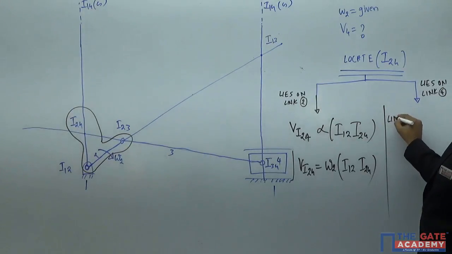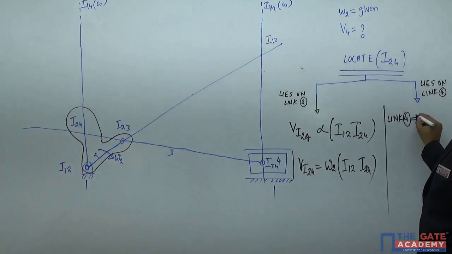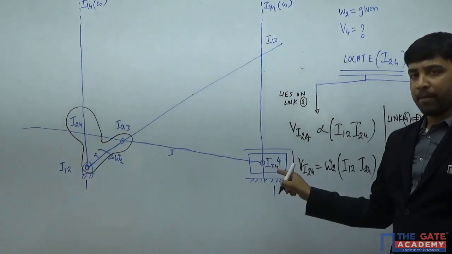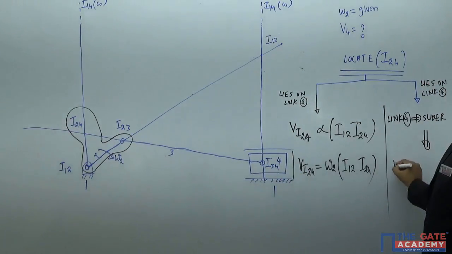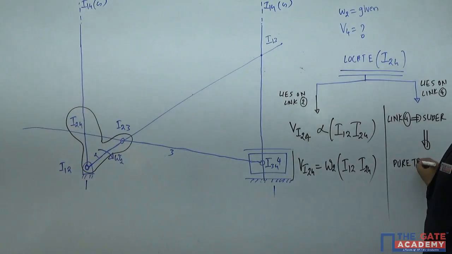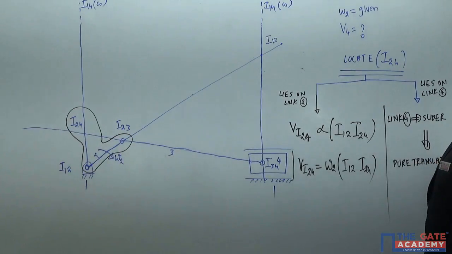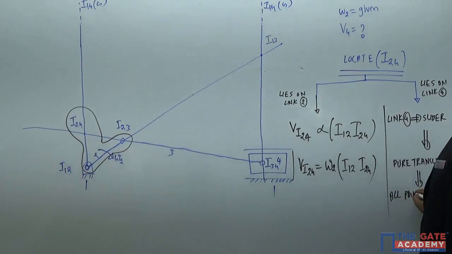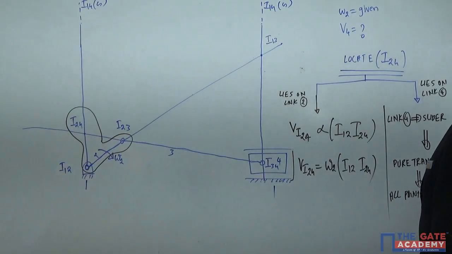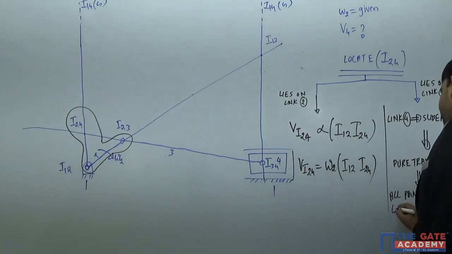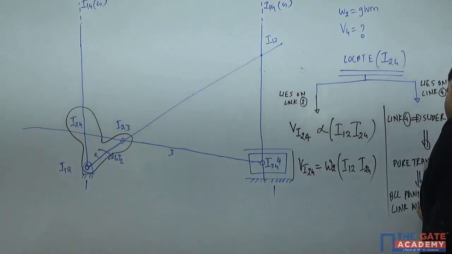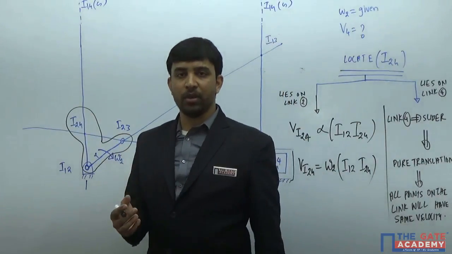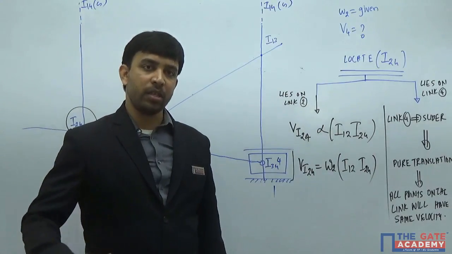If you look at link 4, I can say link 4 is a slider. And the slider undergoes pure translation. Whenever I say pure translation, all points on the link will have the same velocity. Whenever I say the body is undergoing pure translation, all the points on the body will have identical velocities.